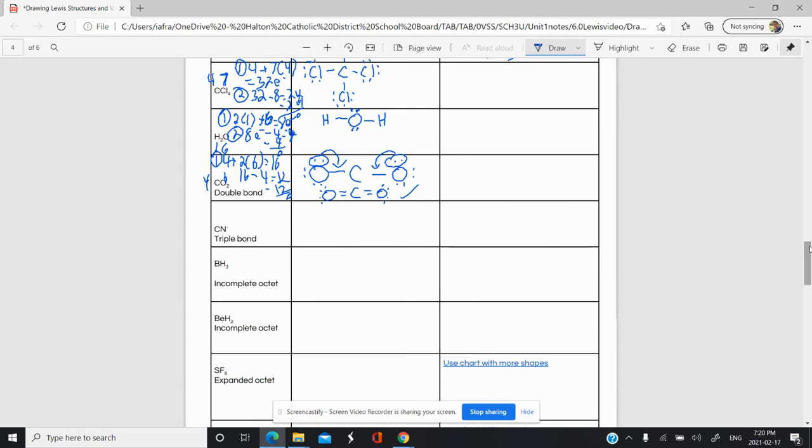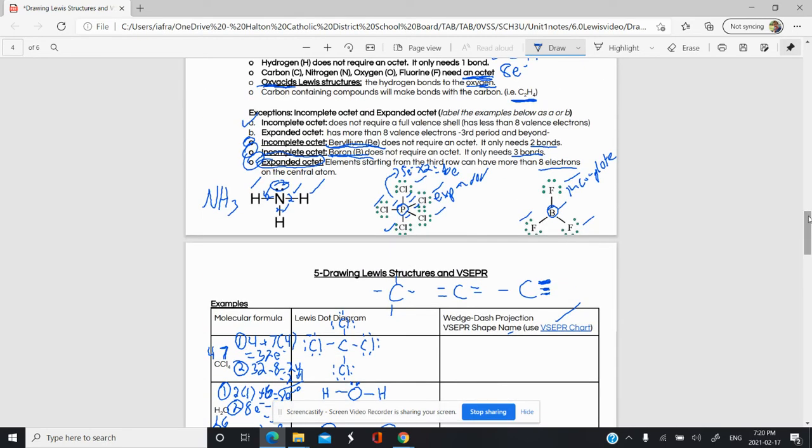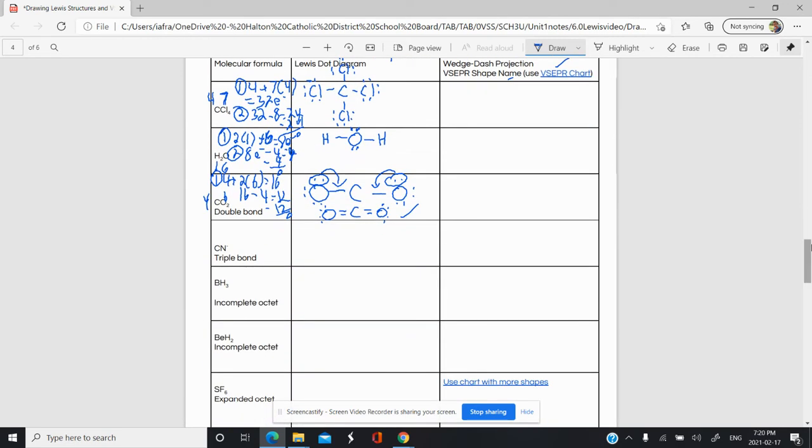So if you run out of electrons before your central atom is happy, you need to create double bonds, unless, of course, you have one of those exceptions, the beryllium or boron. Let's try a triple bond example. So here we have CN minus. So same idea, except you have to pay close attention.